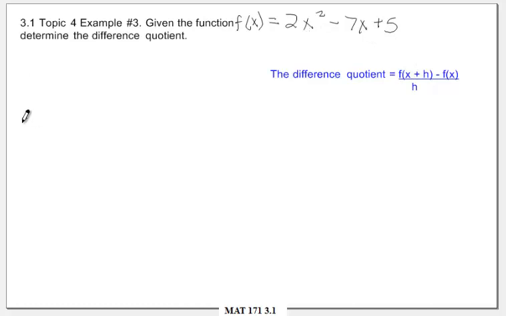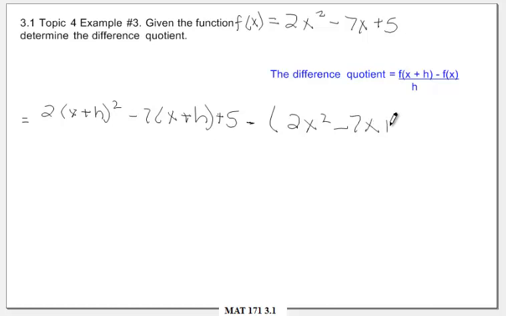So this is going to be equal to 2 times x plus h squared minus 7 times x plus h plus 5 minus, now I'm going to put the second thing in parentheses because we have subtraction, so we're going to distribute the negative. We're just going to copy down the f of x, which is our 2x squared minus 7x plus 5. And this is all over h.